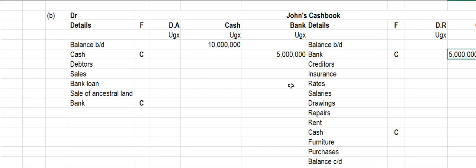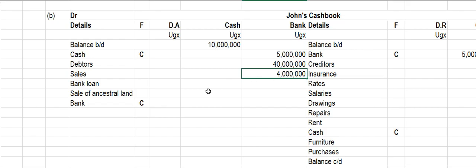Then on the debit still, there is some amount of money that was collected from the debtors. John collected 40 millions from the credit customers. So we debit 40 millions. Then we have cash sales that were paid directly to the bank. So you record that in the bank column. That is 4 millions.